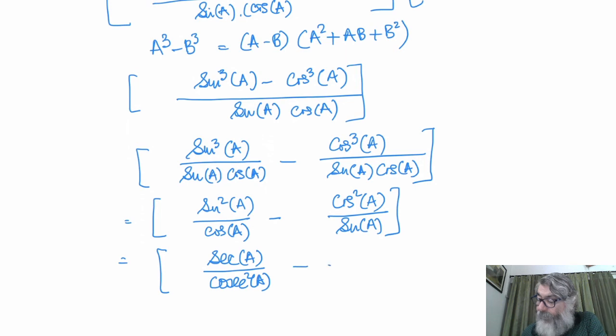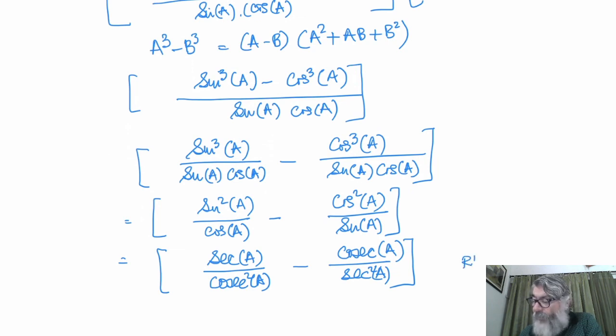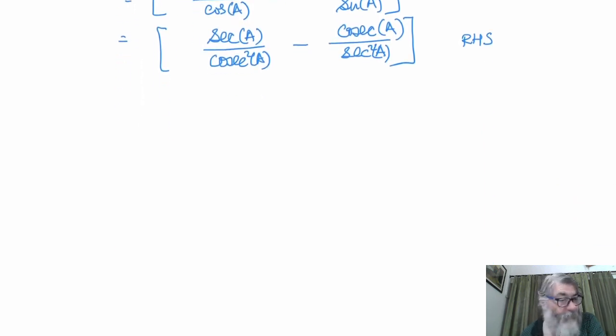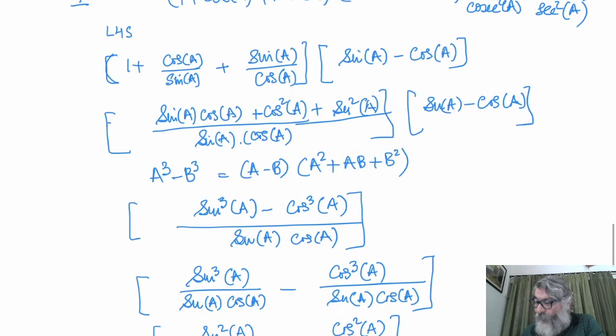And cos square a will become 1 upon sec square a, and 1 upon sin a will become cosec a. So now you get the answer in the form which you wanted, right hand side. This is your right hand side. This is your fourth question. Now let us see the next question, fifth one.